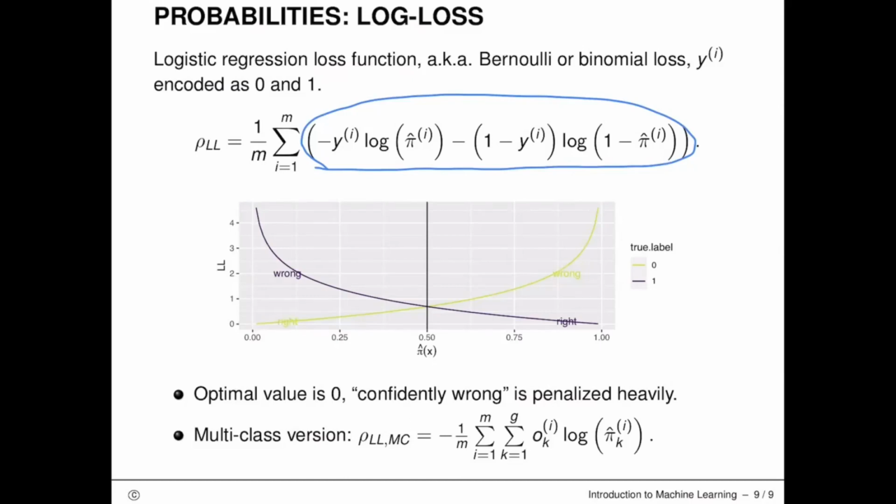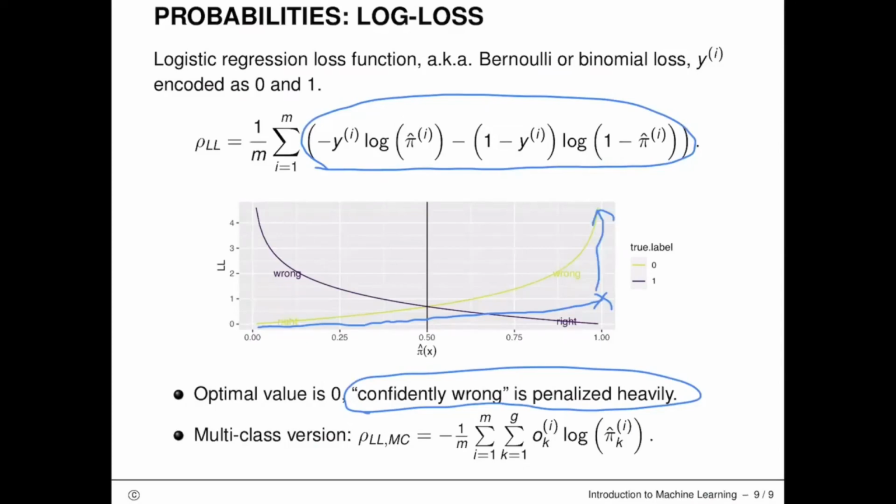You also see a plot of the log loss here, and you see that confidently wrong is penalized more heavily than for the Brier score, because for the Brier score, this function here only went up to 1. So for the Brier score, we have 1 for the worst prediction, and for the log loss, the loss can be higher than 1. So confidently wrong predictions are penalized more heavily than for the Brier score. And of course, there's also a multi-class version of the log loss, and you see the formula here at the bottom of the slide.